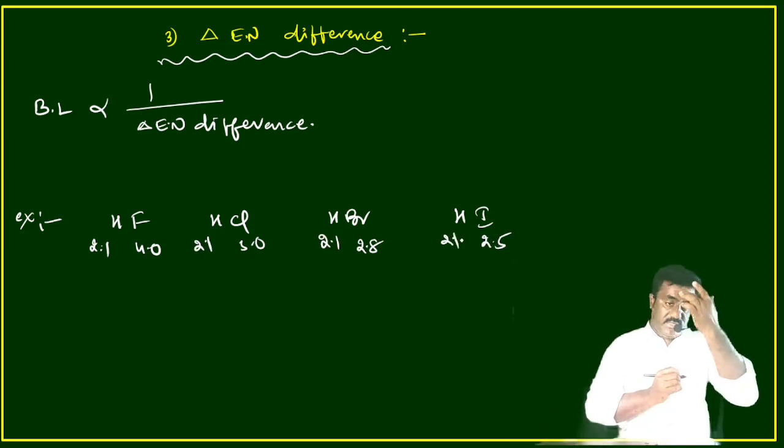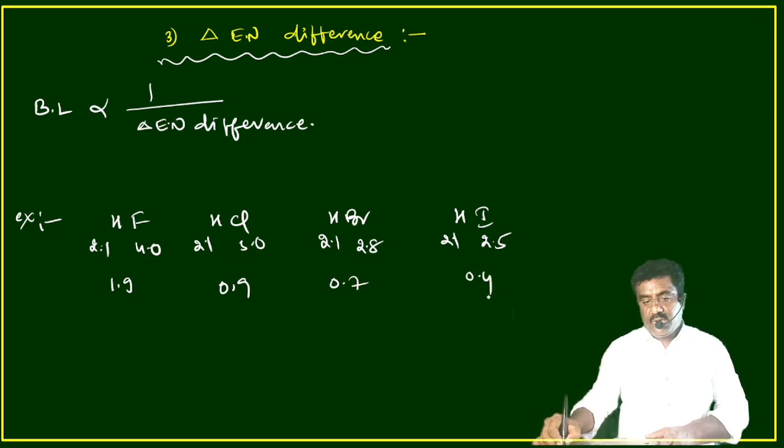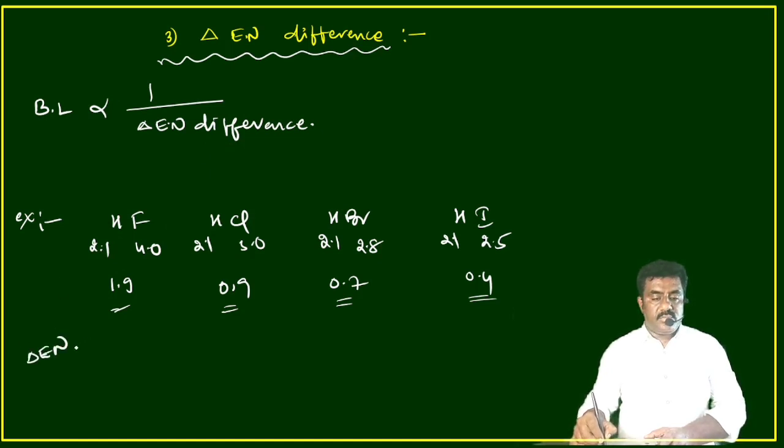What is the electronegativity difference? In hydrogen fluoride, it is nearly 1.9. For HCl, the difference is nearly 0.9. For HBr, it is nearly 0.7, and for HI, it is nearly 0.4. So which has the larger electronegativity difference? Delta EN is high for HF, and delta EN is low for HI.